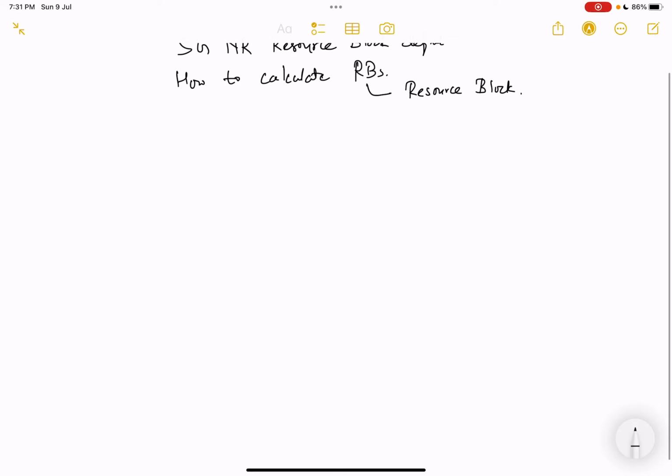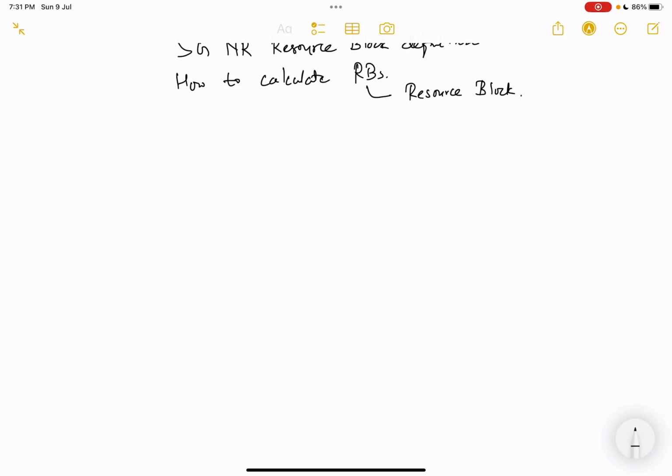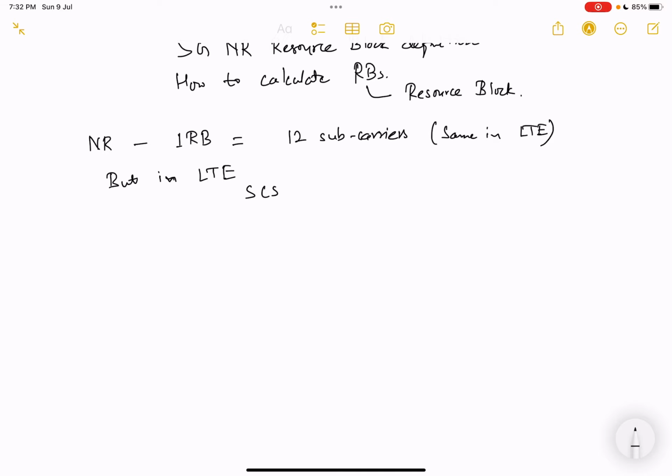Okay, so in 5G, basically in NR, 1 RB is equal to 12 subcarriers. This is the same definition as in LTE. But in LTE we have only SCS equal to 15 kilohertz. So how much will the RB bandwidth be? RB bandwidth will be 12 subcarriers times 15 kilohertz, which comes to 180 kilohertz for 1 RB.